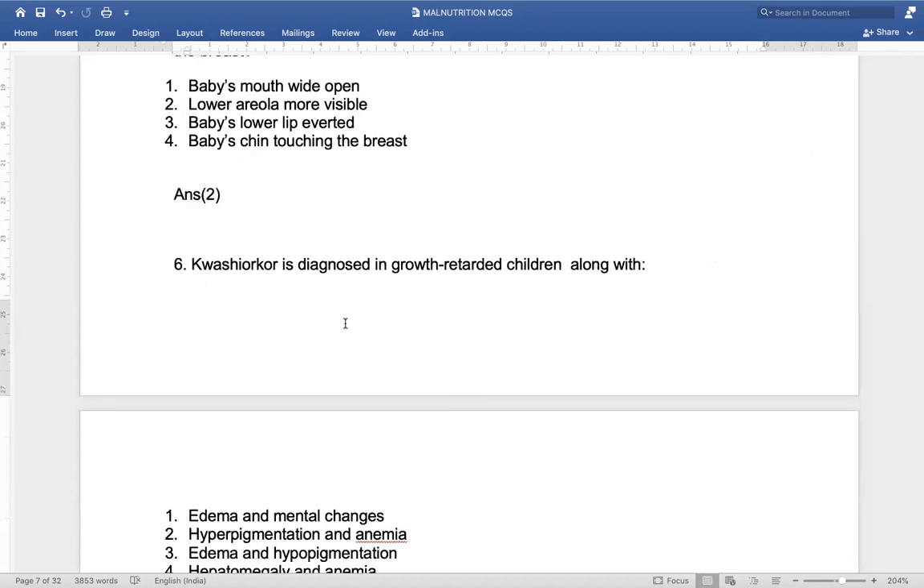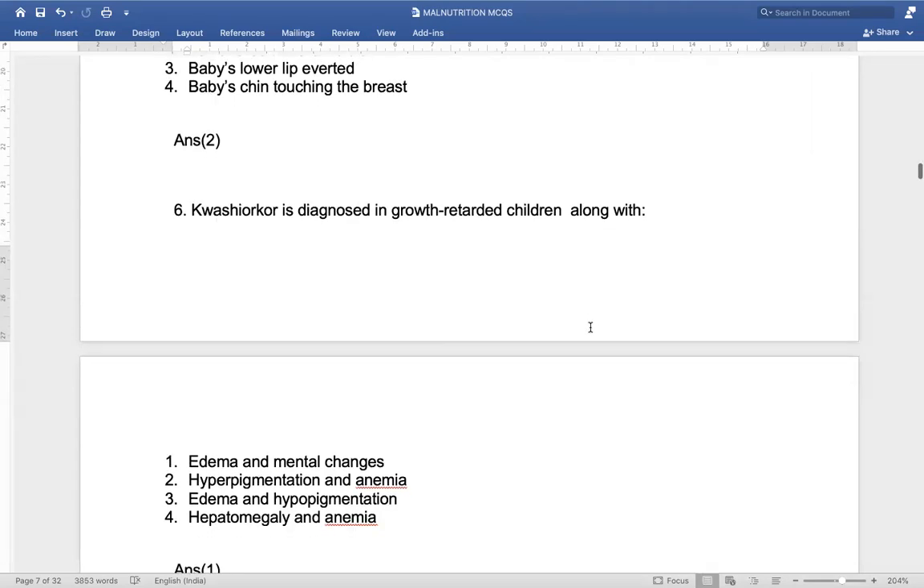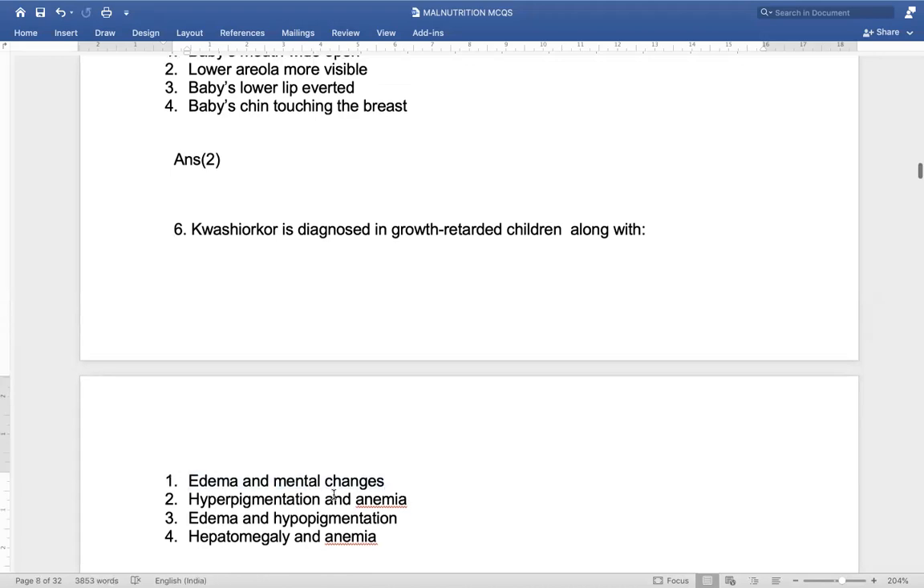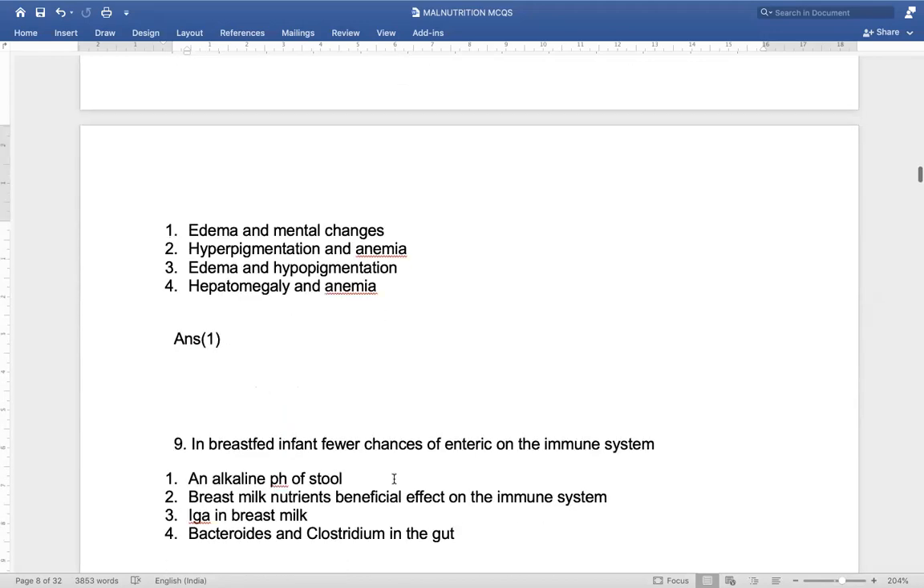So what about kwashiorkor? Kwashiorkor is diagnosed in a growth retarded child. What are the symptoms of kwashiorkor? Whether it is edema and mental changes, or hyperpigmentation and anemia, or edema and hypopigmentation, or hepatomegaly and anemia. What are the things you see in kwashiorkor, as I told? The edema and mental changes are very classic of kwashiorkor. Though hepatomegaly may be seen, it is not required for the diagnosis of kwashiorkor. Though it is present in a kwashiorkor child, the presence of hepatomegaly is not an absolute criterion to diagnose kwashiorkor.